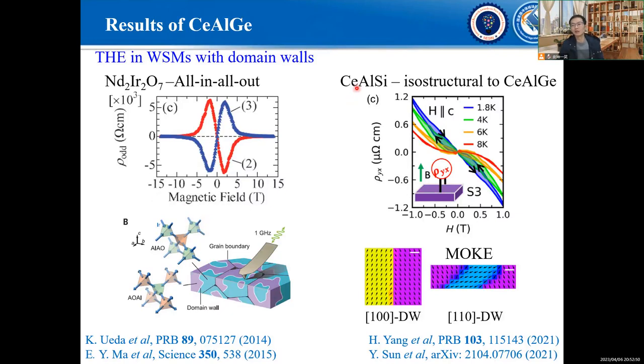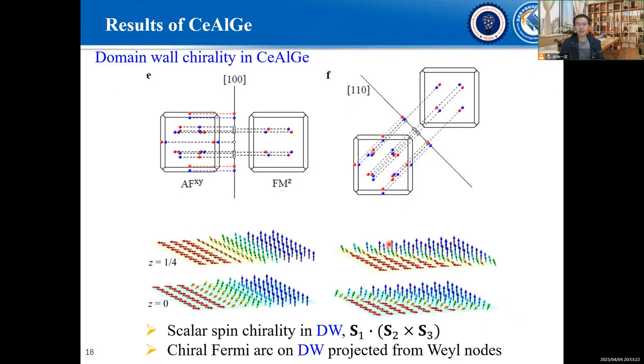And recently, the loop-shaped topological Hall effect was also found in cerium aluminum silicon, which is isostructural to cerium aluminum germanium. In this paper, they use MOKE to see the domain walls, and they found there are two kinds of domain wall. Most interestingly, the 100 domain wall is topological, and this is probably the reason for the topological Hall effect. So in our case, we also propose two kinds of scenarios.